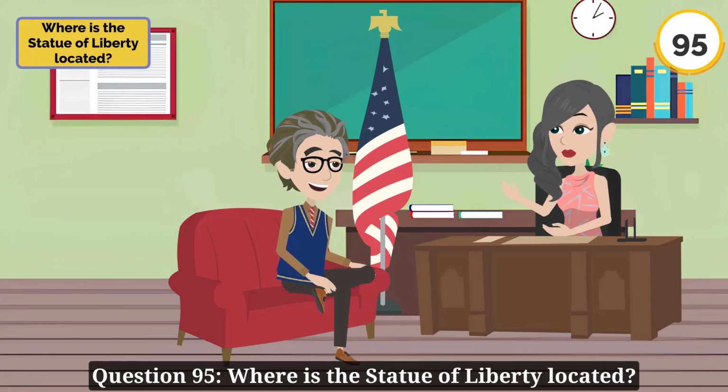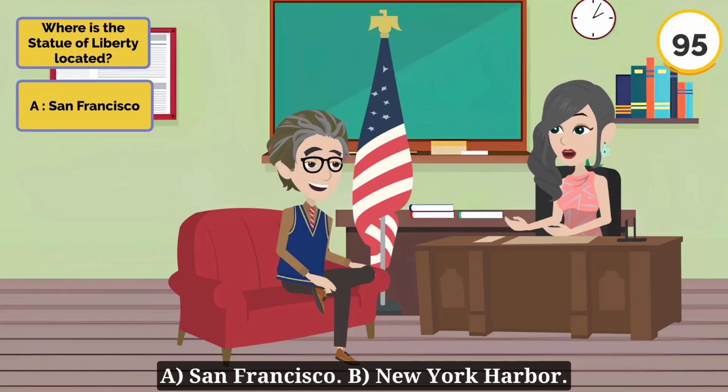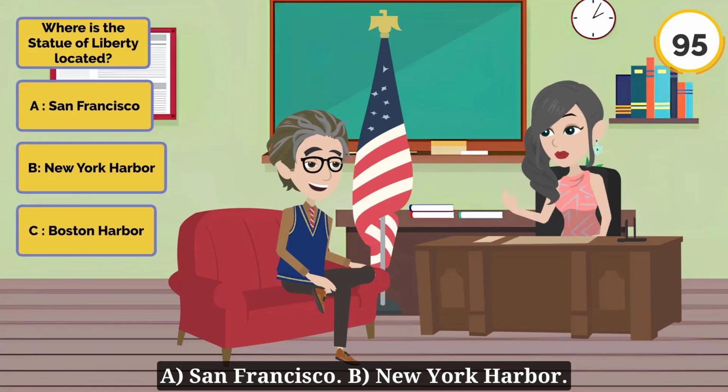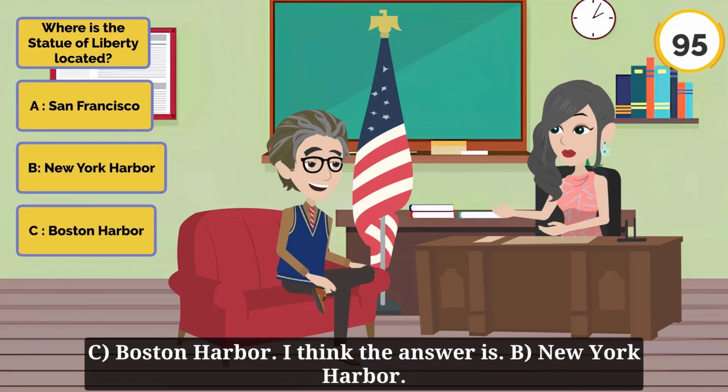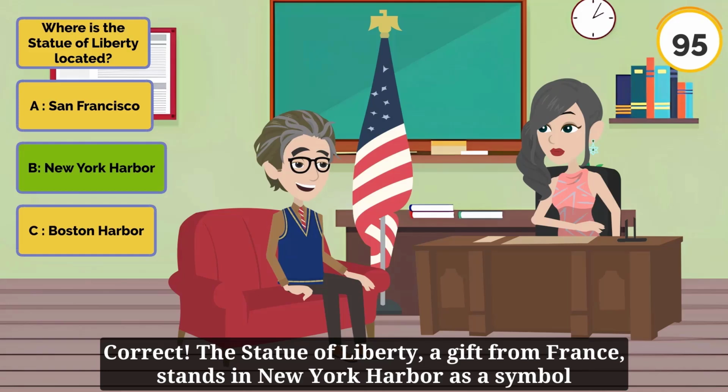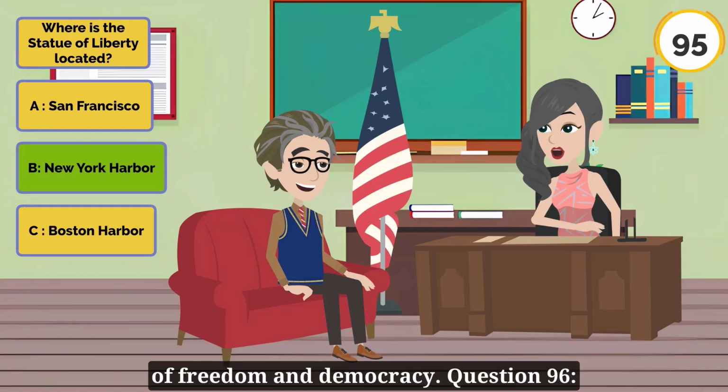Question 95. Where is the Statue of Liberty located? A. San Francisco, B. New York Harbor, C. Boston Harbor. I think the answer is B. New York Harbor. Correct. The Statue of Liberty, a gift from France, stands in New York Harbor as a symbol of freedom and democracy.